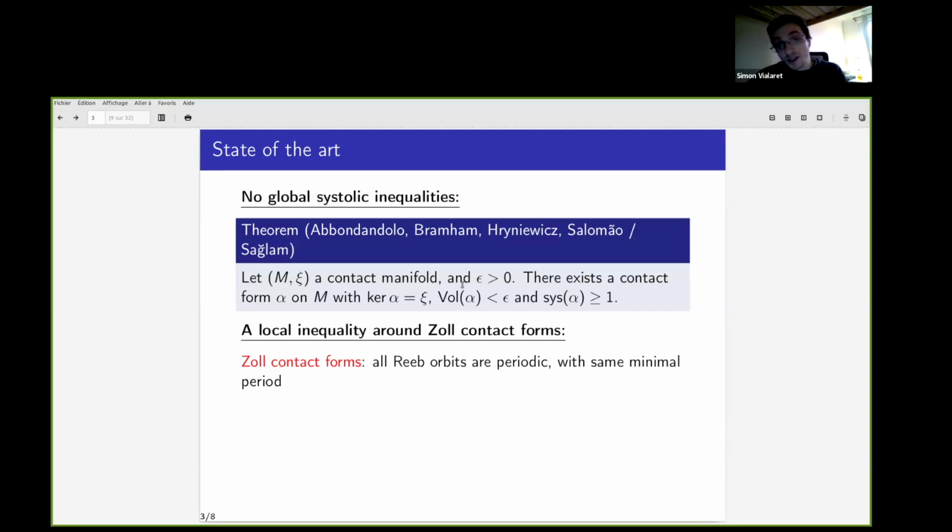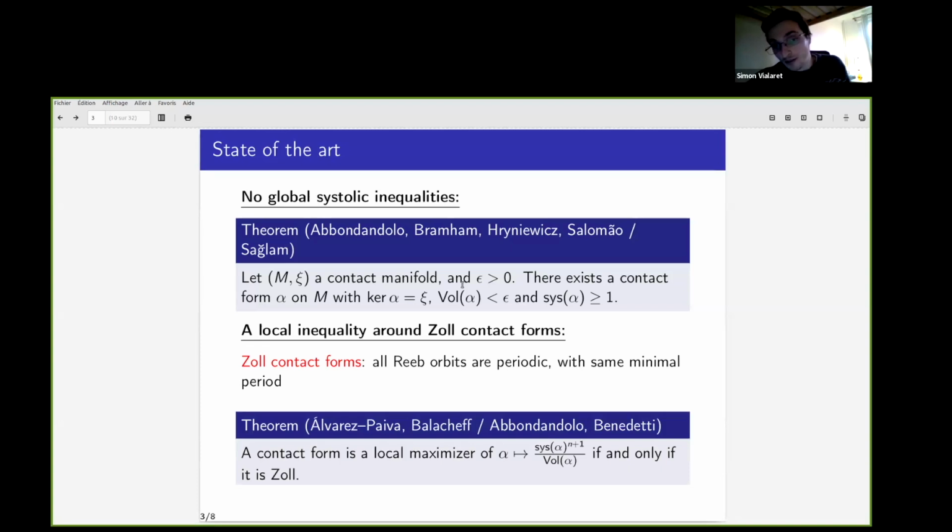And it's a mix of a theorem of Álvarez Paiva and Balacheff, and of Abbondandolo and Benedetti, that Zoll contact forms are exactly the local maximizers of what we call the systolic ratio, the ratio of the systole to the right power of the contact volume. So what does it mean? First, the result of Álvarez Paiva and Balacheff says that any such local maximizer has to be Zoll.